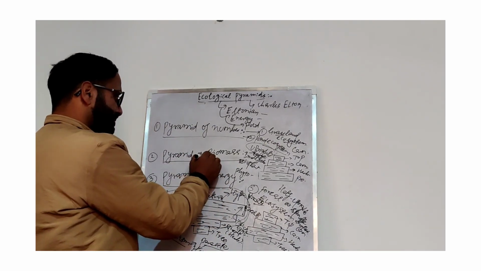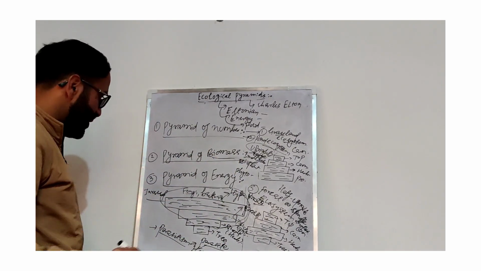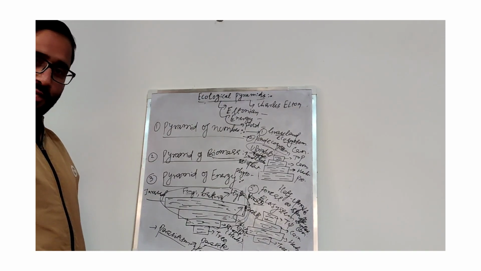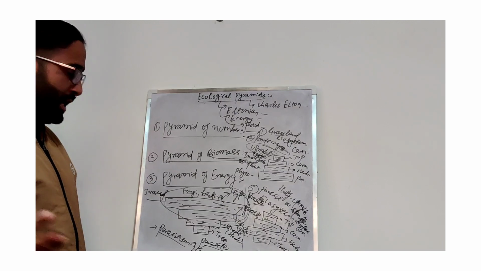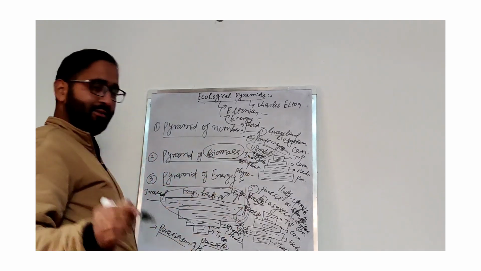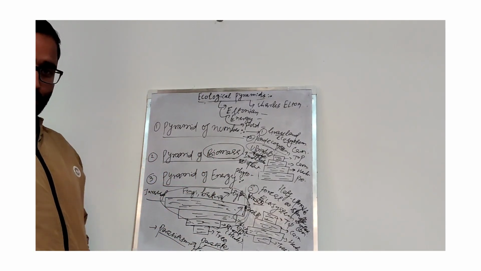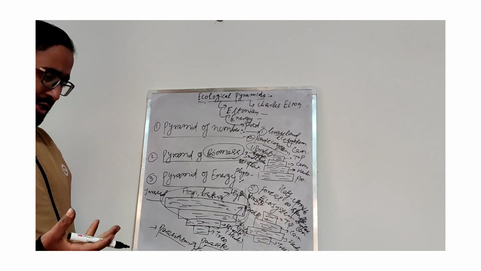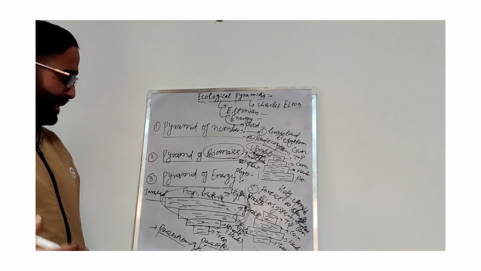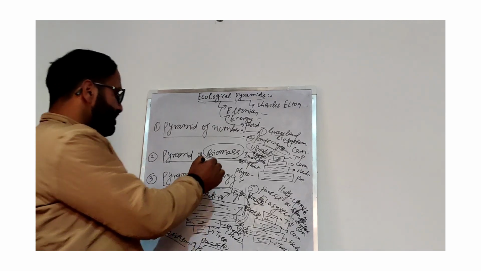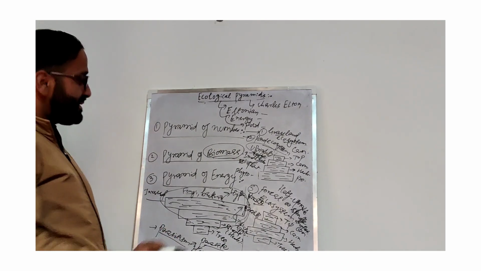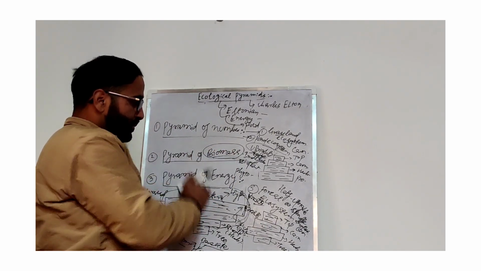Now moving to the pyramid of biomass. What is a pyramid of biomass? A pyramid of biomass is a graphic representation of the amount of biomass present at different trophic levels of a food chain. So it will tell us about the amount of living matter present at different trophic levels of a food chain. Living matter of plants, animals, microorganisms, all the living matter together constitutes the biomass.